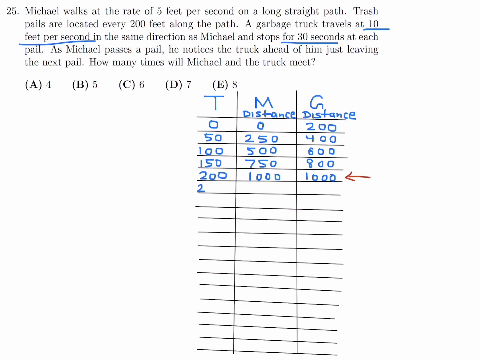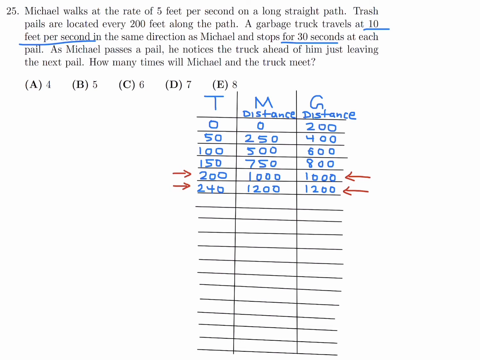Okay, so 240 seconds. 40 seconds later, Michael has traveled 40 times 5, which is 200. So Michael's up to now 1,200. Now, 40 seconds later, keep in mind that the garbage truck has traveled for 20 of those seconds. So 20 times 10 is 200. So again, the garbage truck is at 1,200. Okay? So this is another meeting point at 240.